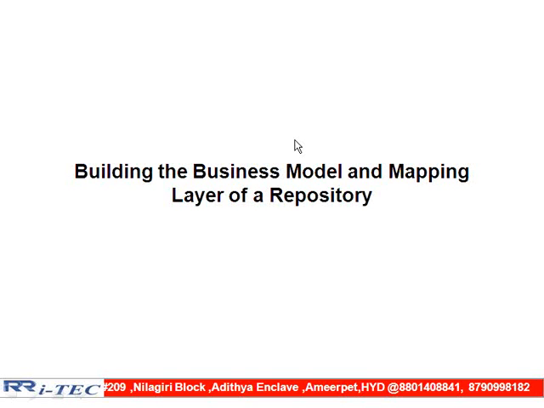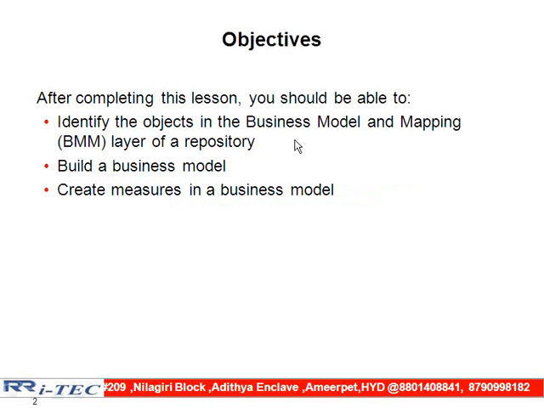Now, we'll try to understand some more simple points about the BMM layer. The objective is to identify the objects in the business model and mapping layer of a repository. I hope you are in a position to identify the objects available there. Can you recollect what objects we have in the BMM layer?